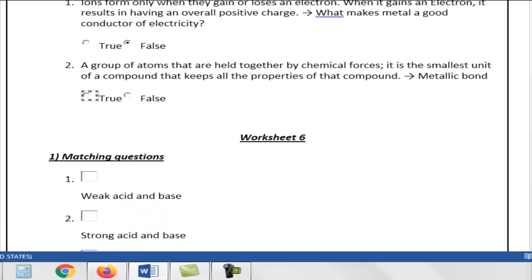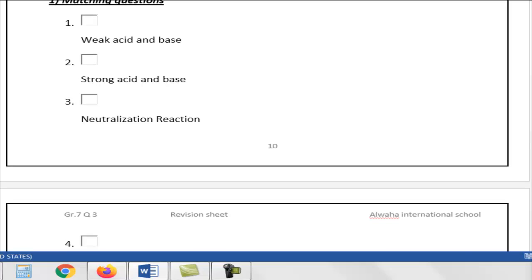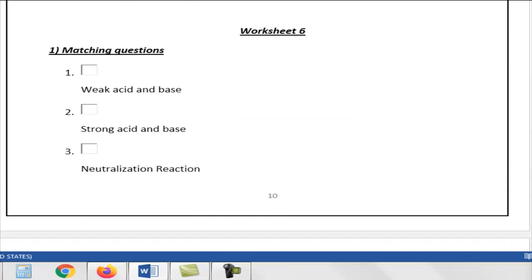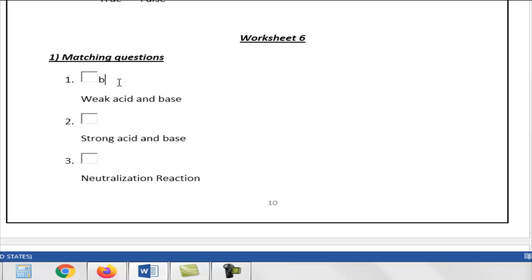Worksheet 6. Number 1, matching, acids and bases. Number 1, it will be an acid increases the number of positive charge hydronium ions, or an acid or base that is only slightly ionized in solution. So number 1, it will be B.